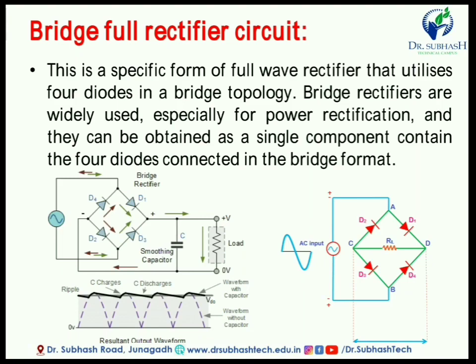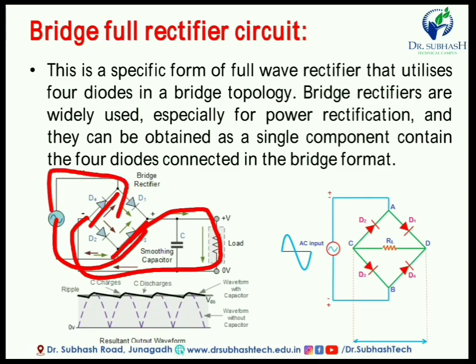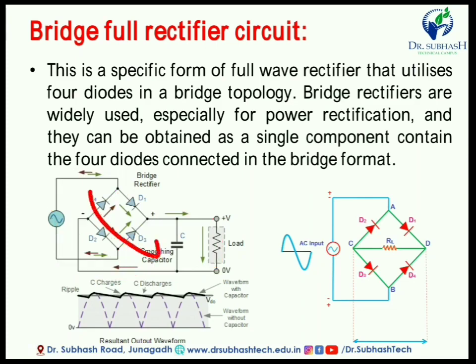Now in the negative half cycle, what happens? This point becomes positive and this point becomes negative. So diode D3 is in forward bias. Here the direction of current is like this. D3 is forward biased, and D4 is also in forward bias, and the circuit is completed. So in the negative half cycle, these two diodes, D3 and D4, are in forward bias.